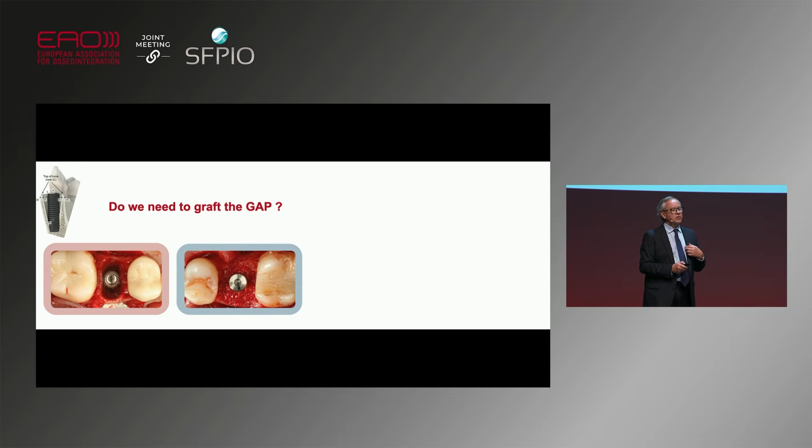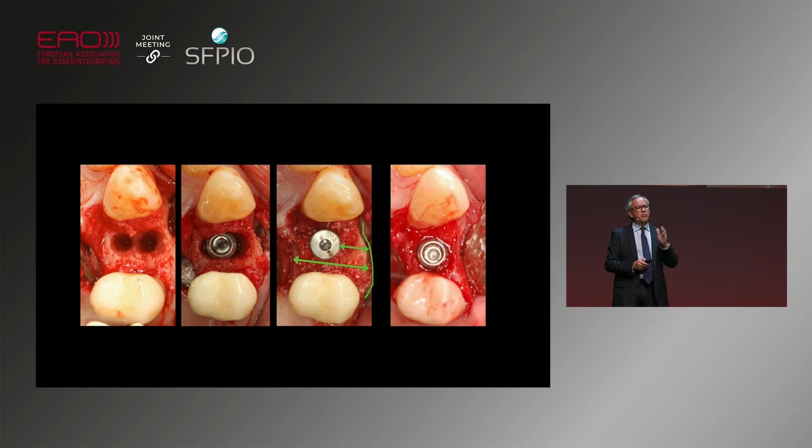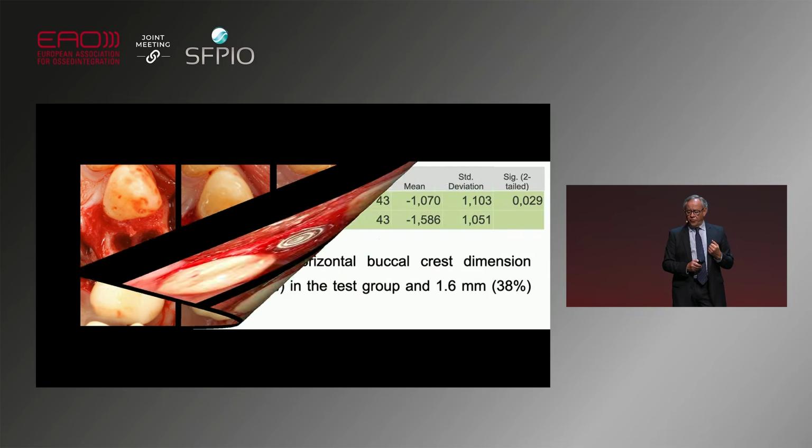So then we asked ourselves, do we need to graft? Because as you saw, in the best case scenarios, we had a gap filled with bone. And then we designed a randomized clinical trial together with, again, Jan Linde to see exactly how we could randomize these cases to allow to compare grafted and non-grafted sites and measure the dimensional changes, mostly in the horizontal dimension, so we could see the added value of grafting.